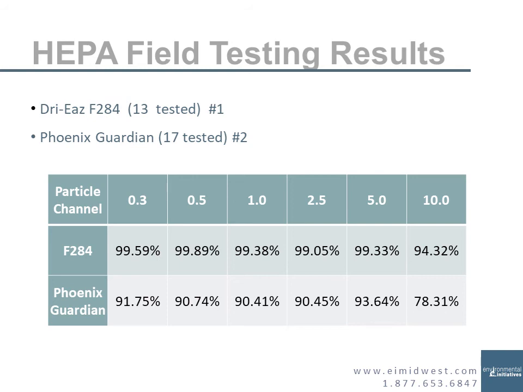Phoenix came out with the Guardian in response to the Dry Ease F284, which contractors loved because it was plastic, it was more portable. Phoenix then made theirs to be stackable and did some other things with it. Now you look down here at our data and you'll see that the average of the 17 F284s were really good. All of them were close to 99% at almost all the particle levels. Phoenix sitting closer to 90%, still pretty darn good compared to the other types of models.